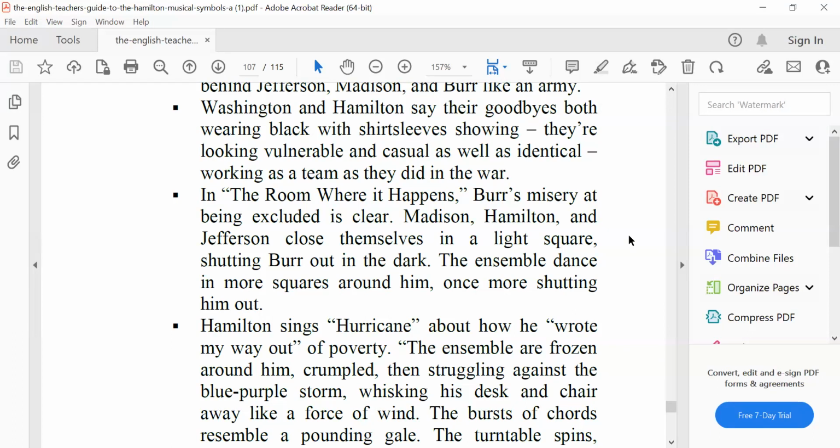The room where it happens, Burr says that he's being locked out of everything, and yes, Madison, Hamilton, and Jefferson have dinner in a light square, whereas Burr is left out in the dark. And the ensemble are dancing in their squares, emphasizing that he doesn't get to play with them. He is locked out.